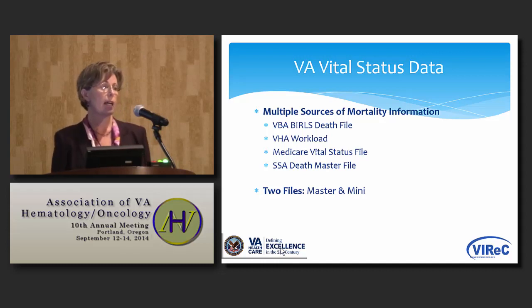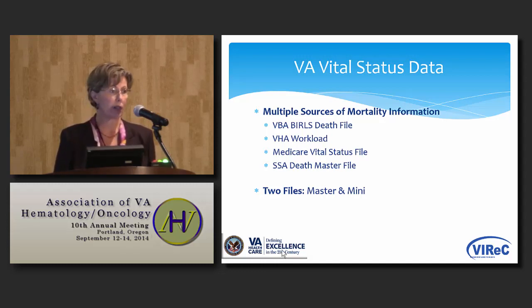The VA Vital Status data set. This is a really important data set to use. It combines multiple resources from the Veterans Benefits Administration, the Beneficiary Identification Record Locating System, which keeps track of all the veterans who are enrolled in the VA and their status. Are they alive? Have they died? Dates? Where? It also includes information about VHA workload because the VHA workload data also has a vital status indicator.